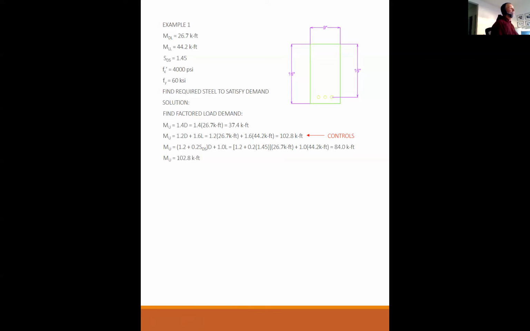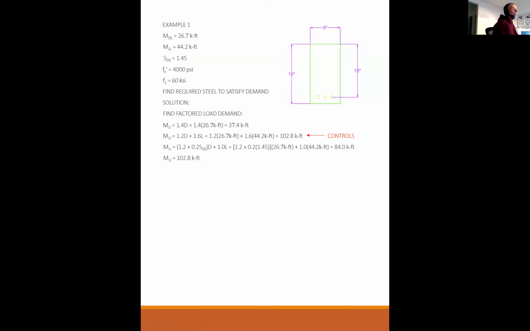Just to clarify, you're absolutely right. For the purposes of this class, I have to keep this within the scope of what I hope to achieve in the 10 weeks that we have. So I'm leaving wind and seismic out. I'm leaving snow out. I'm leaving rain out. I'm leaving icy wind out. I've got to keep it within a scope of something that we can do. So whenever you ask for the factored load demand, these are the three we're always calculating and deciding which one controls. That is exactly right.